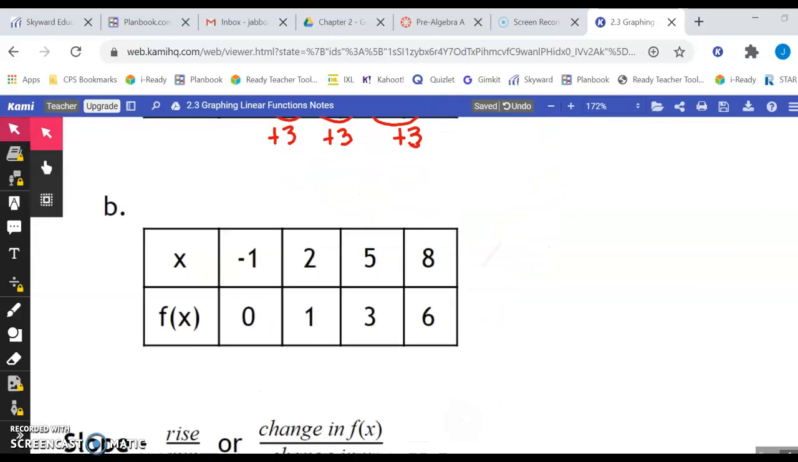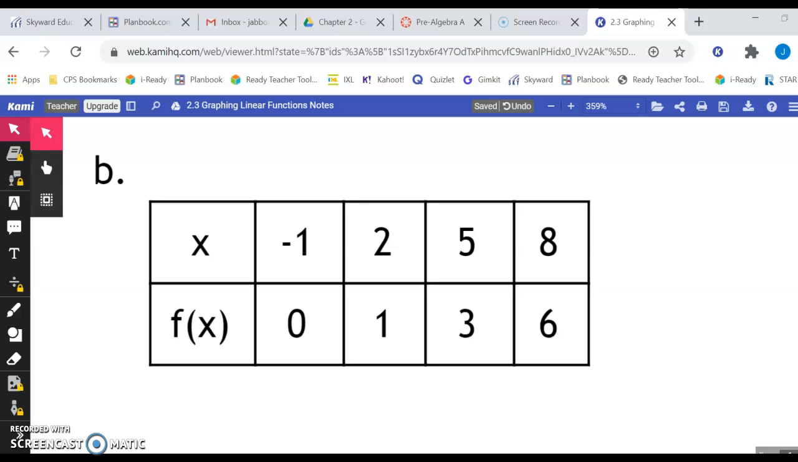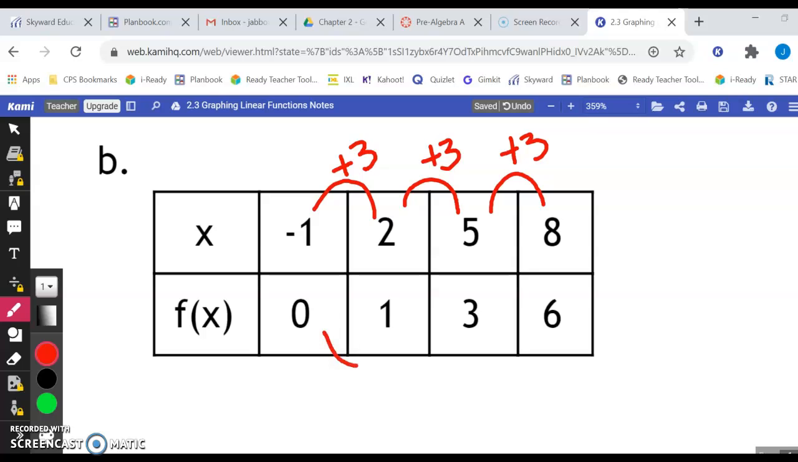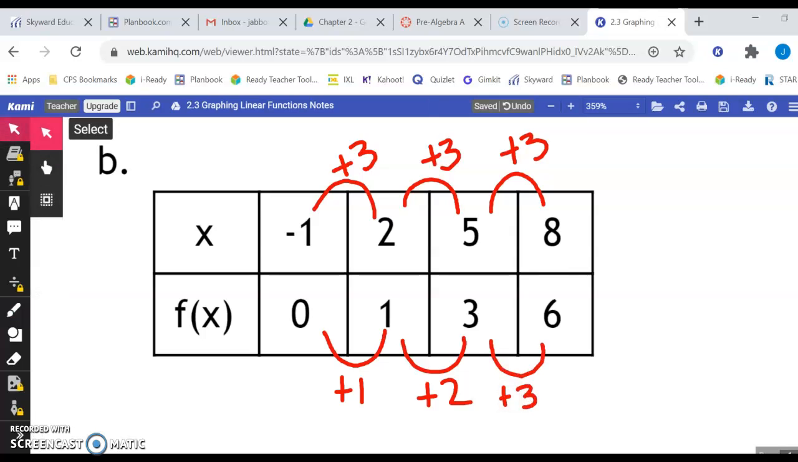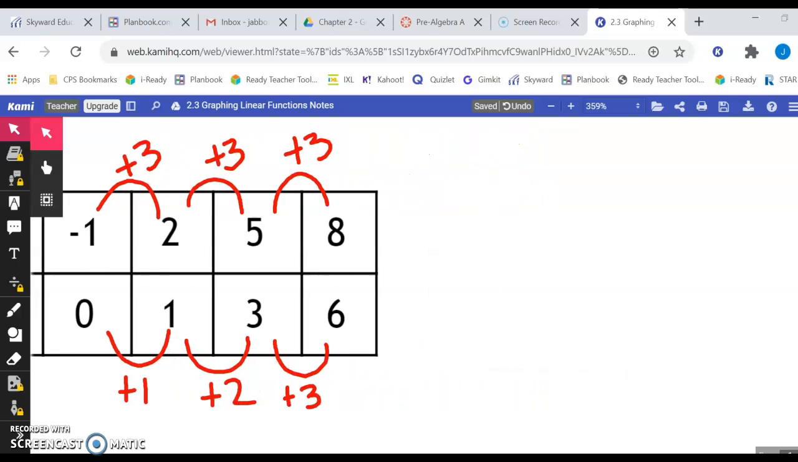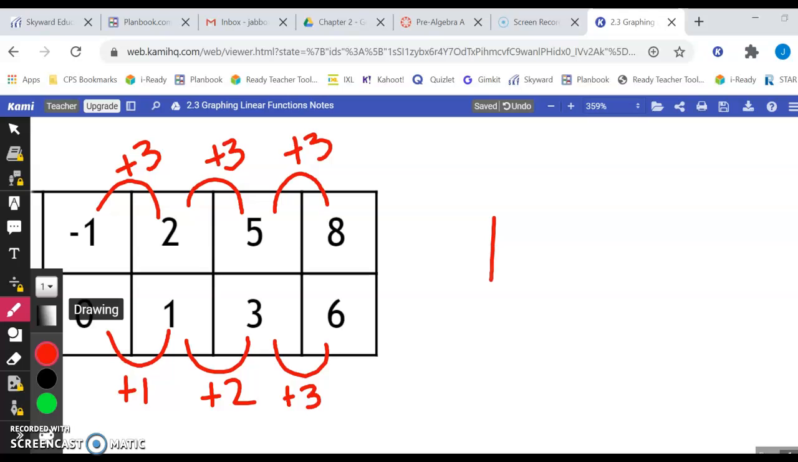For part B, we have to do the same thing. From -1 to 2 is going to be plus 3. 2 to 5 is going to be plus 3. And 5 to 8 is going to be plus 3. Down here, from 0 to 1 would be plus 1. 1 to 3 would be plus 2. And 3 to 6 would be plus 3. So because that bottom, that f of x row, is not the same distance apart, then we have to say, no, this is not going to be a linear function.